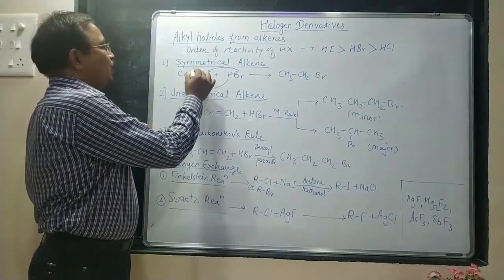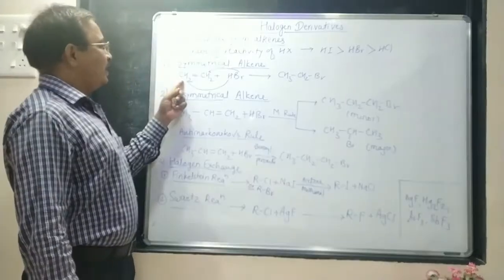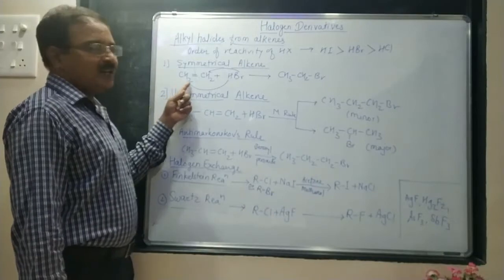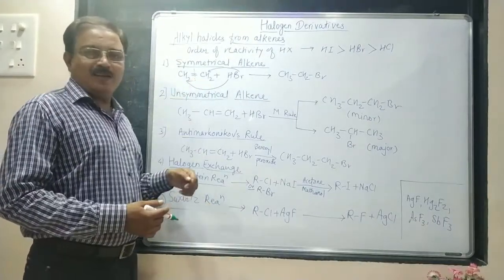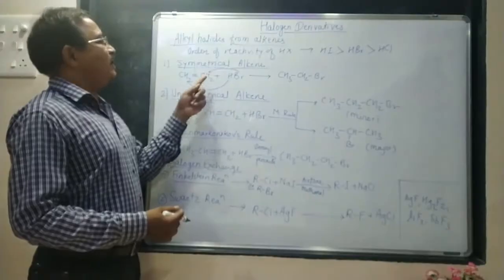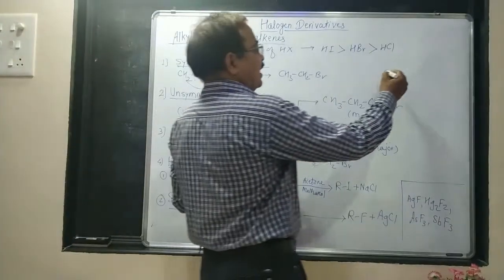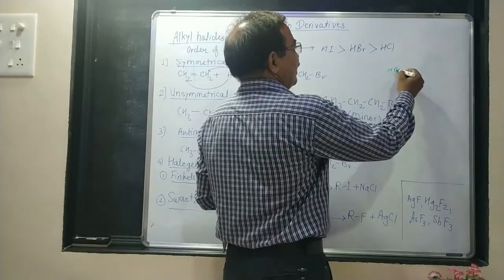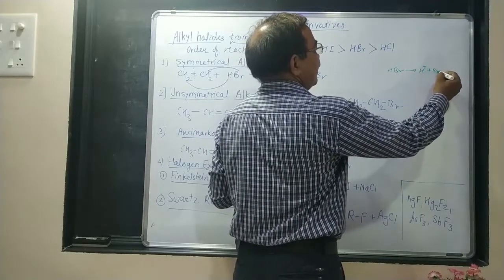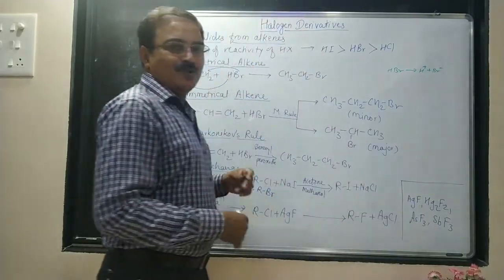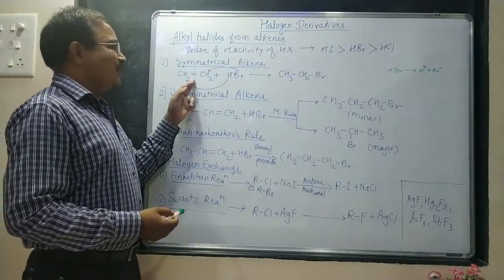If I break this alkene across the double bond, I will get a CH2 group on the left hand side and a CH2 group on the right hand side. So both groups are similar. So this is called a symmetrical alkene. Now HBr is an unsymmetrical one. You know that HBr, when it dissociates, gives H plus and Br minus. So HBr is an unsymmetrical one, but our alkene is a symmetrical one.